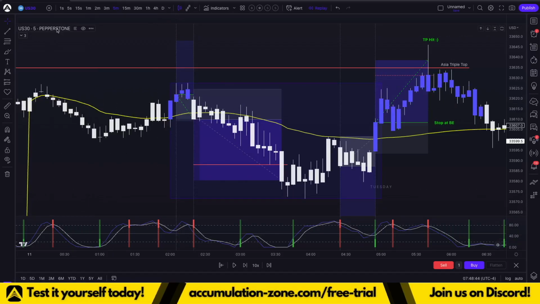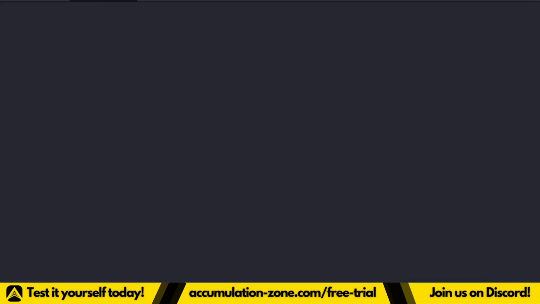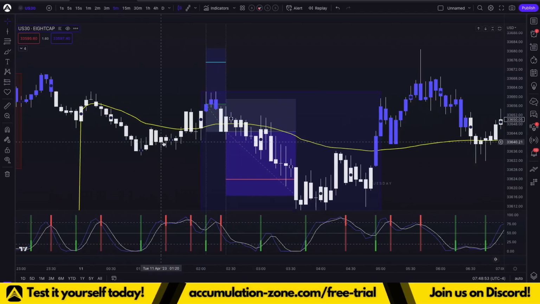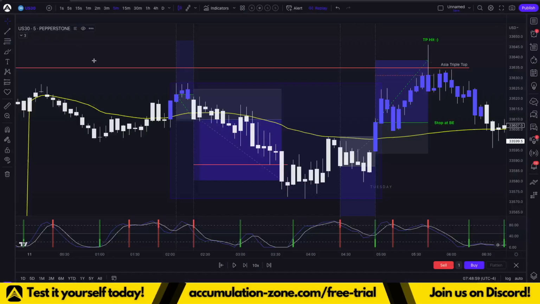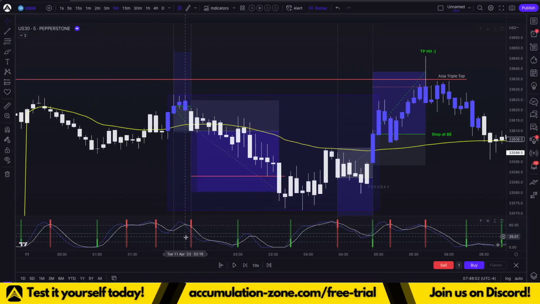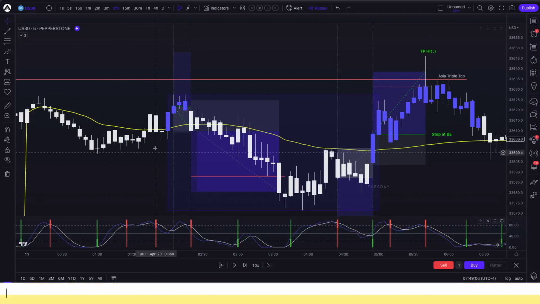I'm currently using a Pepperstone chart because I'm trading a My Forex Fund funded account. So, right here on our 8-cap chart where I've done all the backtesting, we actually have been triggered into a long entry. That's why I took it. One of our community members passed on this opportunity because the cross did not happen below the 50 level.